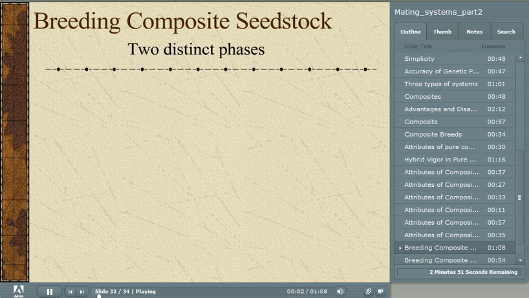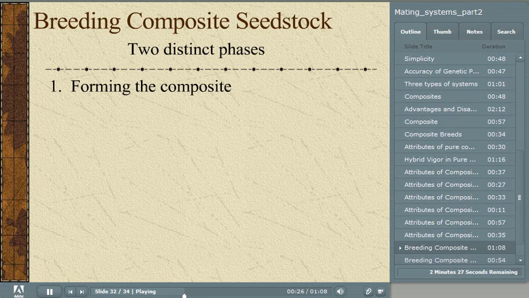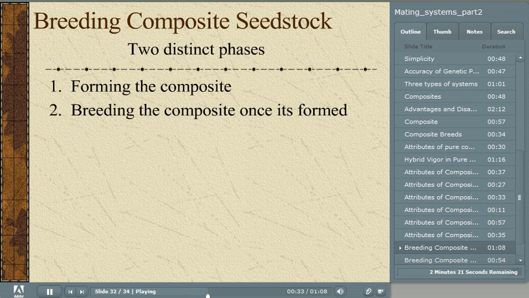Now, if you're thinking of going beyond just using composites that are already formed, there are actually two distinct phases for composites. One of those, as we talked about, is developing your own composite for a particular breeding program or particular environment. And Dr. Borden, one of my mentors, said that typically this requires at least 400 females to develop your own composite. So not a lot of people are going to do that. Most people are going to breed the composite once it's already formed.